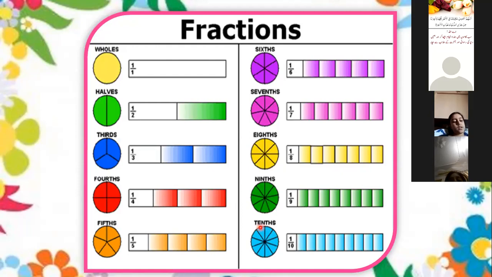Now you can see from here, from whole to 10th, the proportion of the shape remains the same. But now in all the shapes we have divided the parts into different numbers. Here we have divided half, third, fourth, fifth, sixth, 7, 8, 9 and 10.